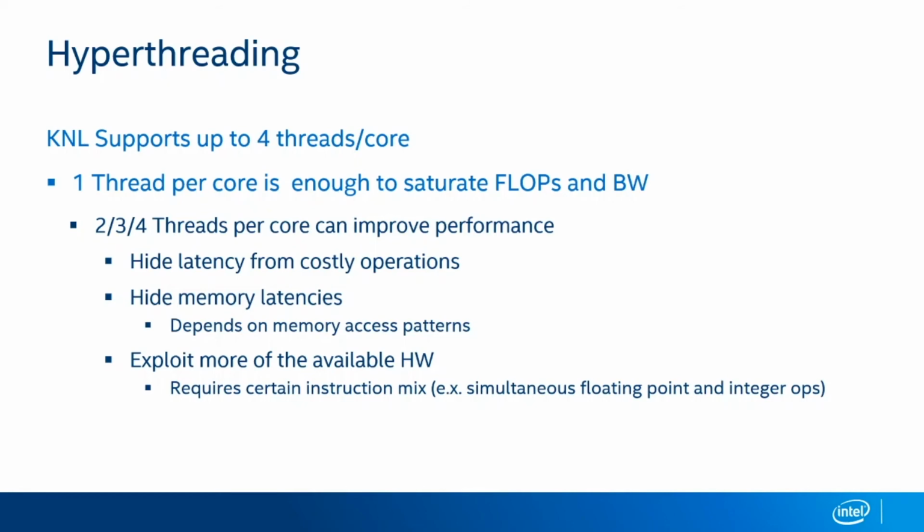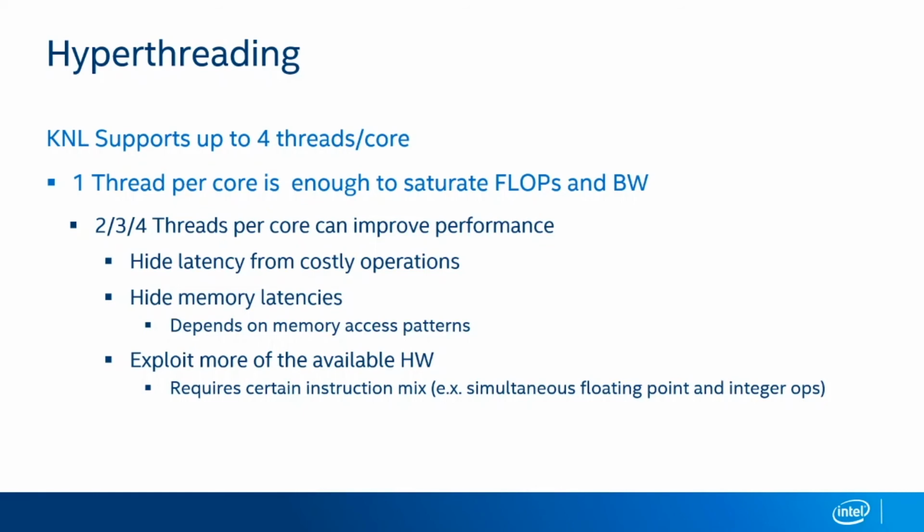Using hyperthreading generally helps with hiding latencies. Those can be costly math operations, for example, if you have to do a square root, or hiding memory latencies. If we have to wait for some data to come from memory, we can swap out a thread and do instructions within that thread stream that don't have any dependencies.